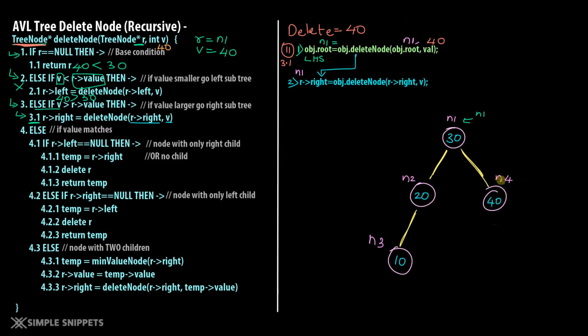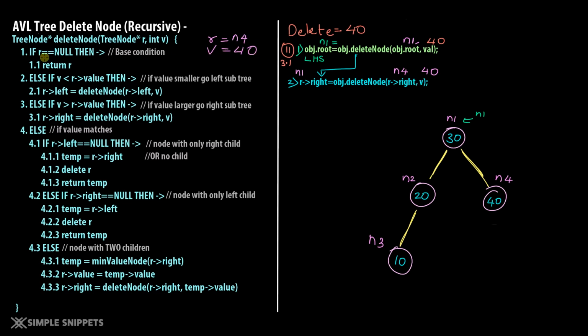What is there to the right of n1? We have n4. So now n4 will be passed over here. This v is going to be nothing but 40 only. So it's going to be passed as it is. And now again we will start with the execution of delete node operation from the start. So let's do that. The first delete node is paused. The second delete node has started its execution. Over here, the first argument r is equal to n4. The value v is nothing but 40.